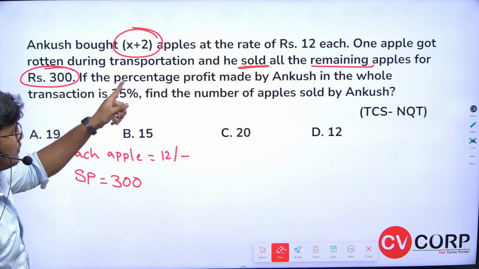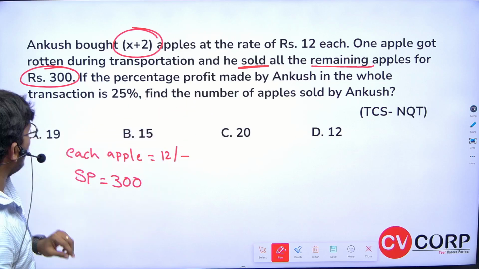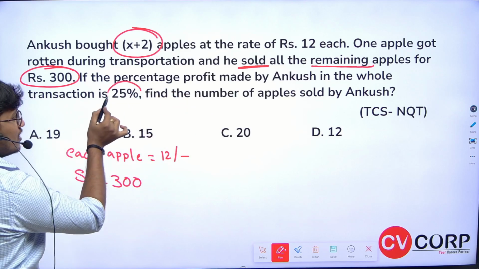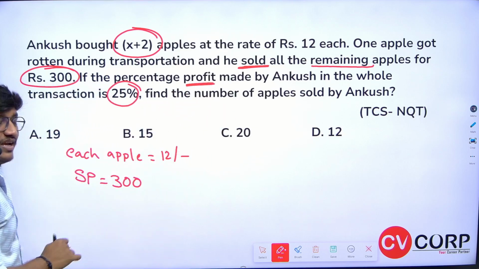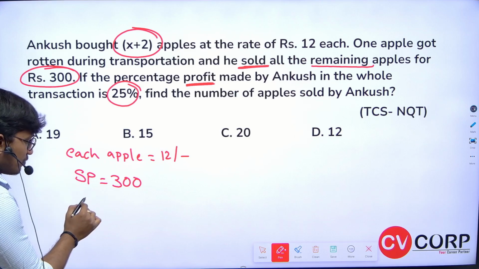Okay, the percentage profit made by Ankush in the whole transaction is 25%. So here they mentioned that he got a profit. So how much profit did he have?